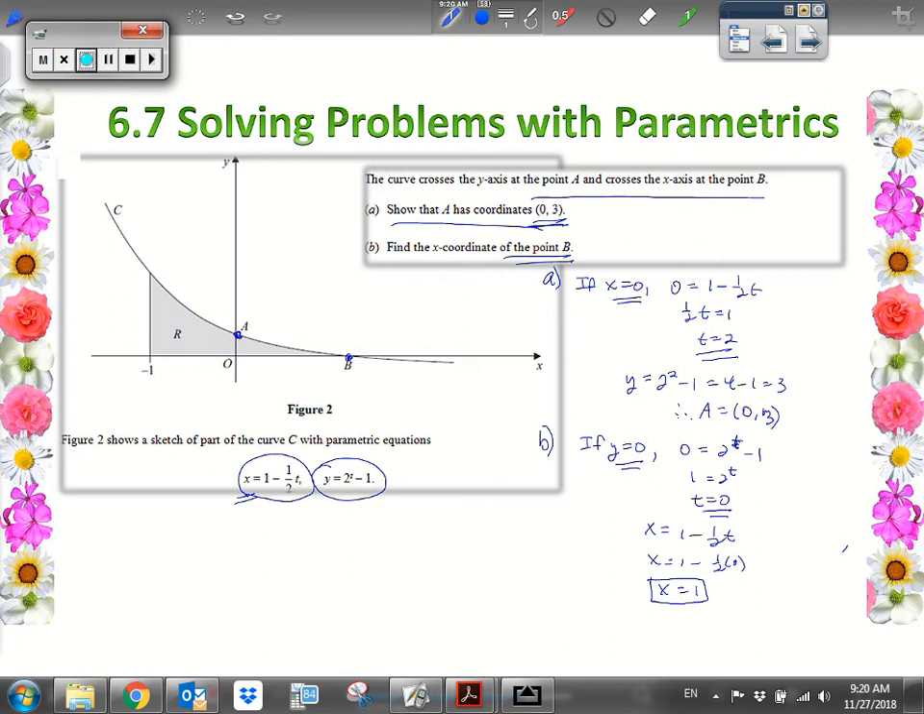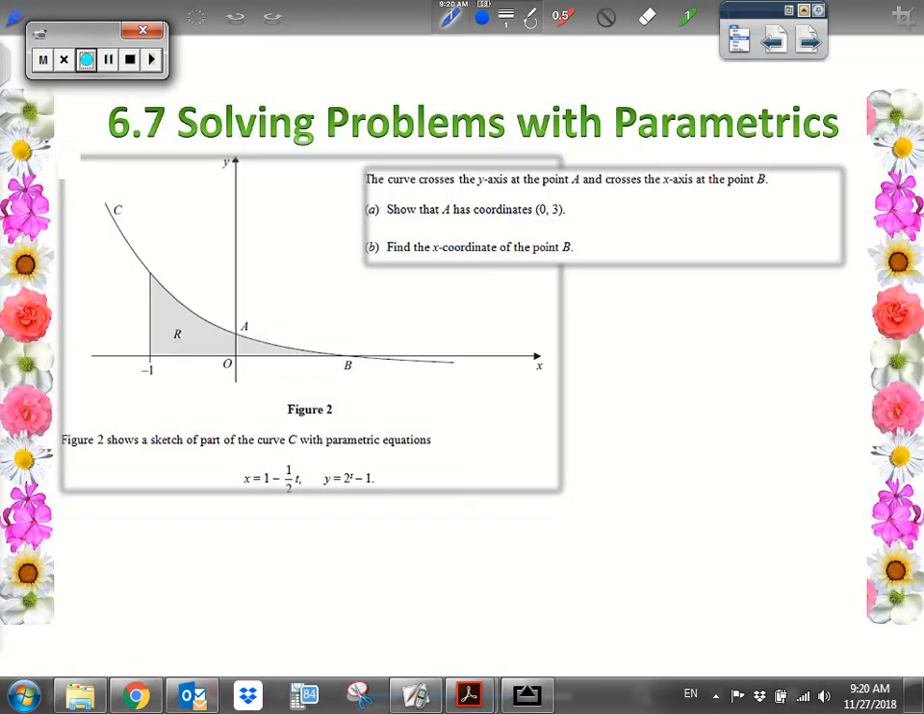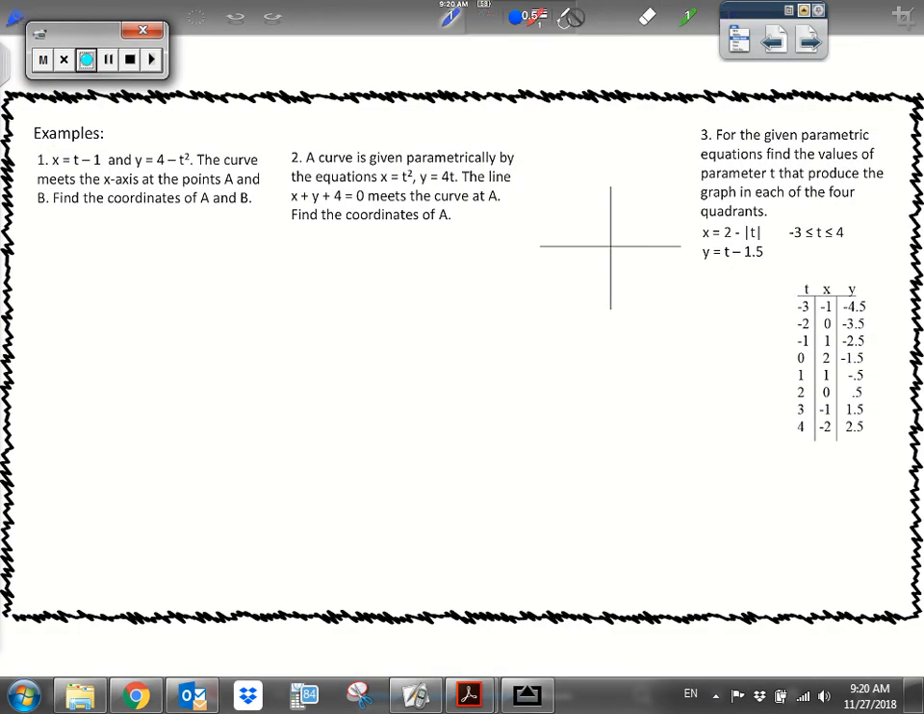All right, we have a few more problems that give us different versions of this. So let's go to the next slide. So the first example on the next slide gives us some parametric equations again: x equals t minus 1 and y equals 4 minus t squared. Okay. The curve meets the x-axis at the points A and B.